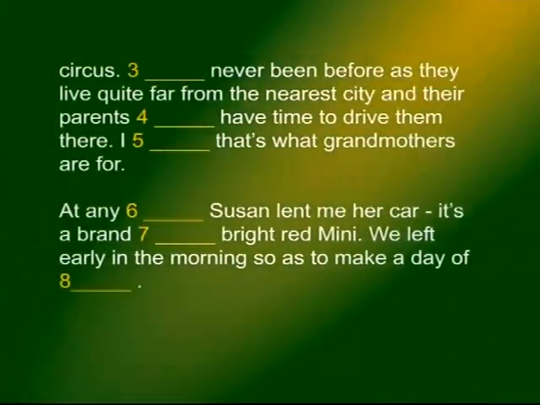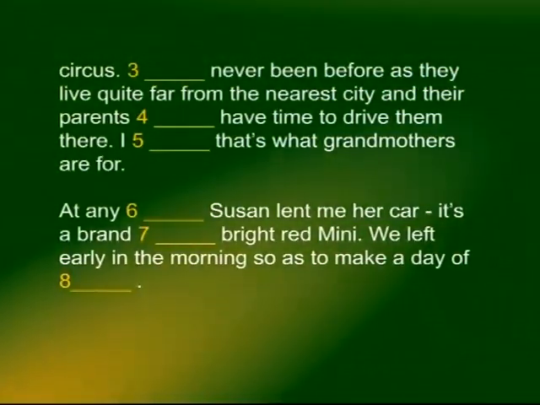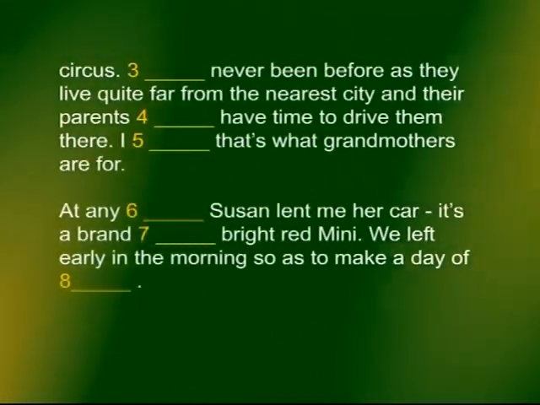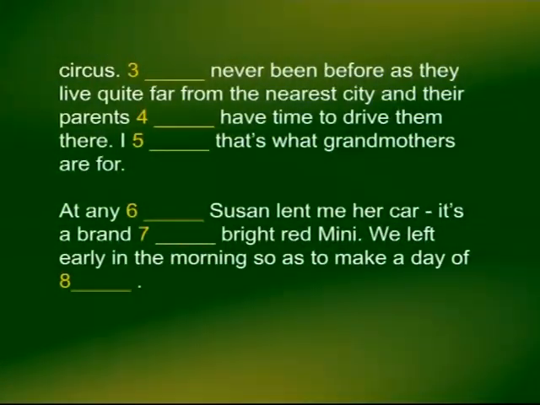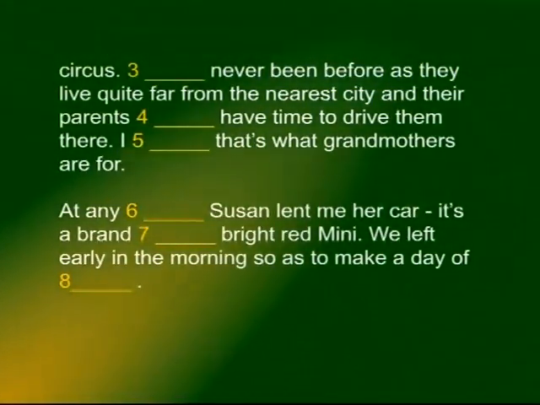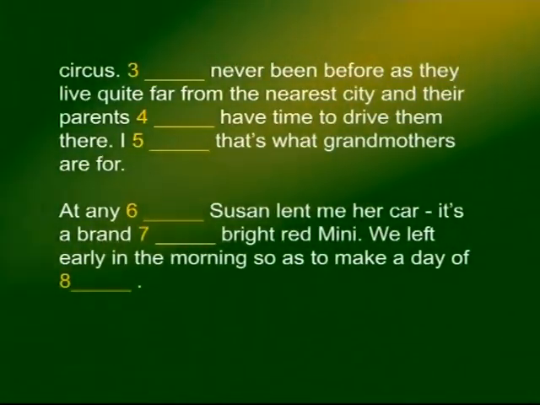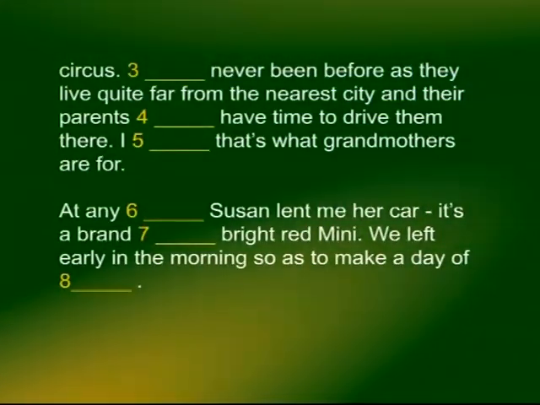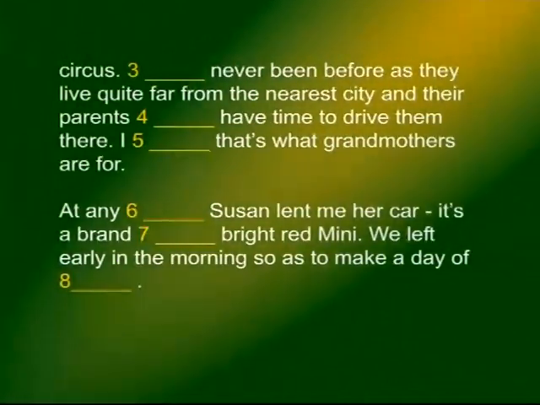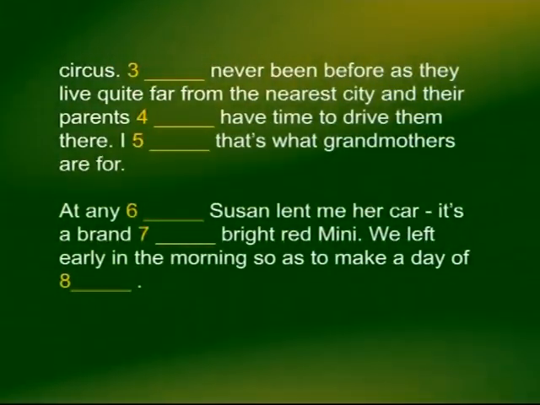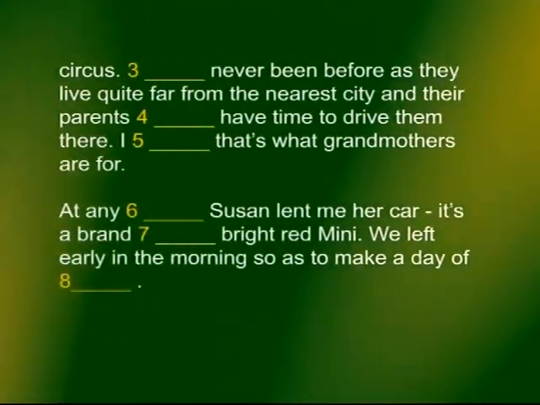Now what could you use in the blank over there? It's a brand, I'm sure you know it, it's brand new. It has to be a brand new bright red Mini. We left early in the morning so as to make a day of, and the sentence ends there, a day of it. You can't have any other word there except it. They want to make a day of it.